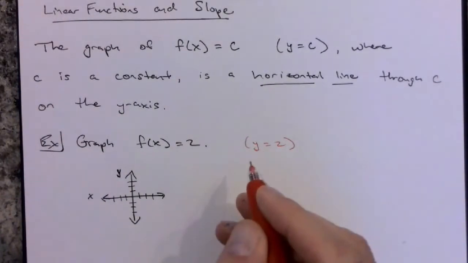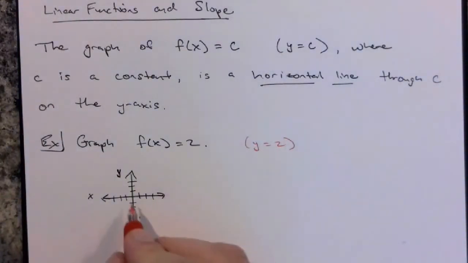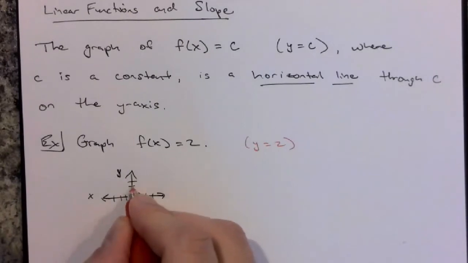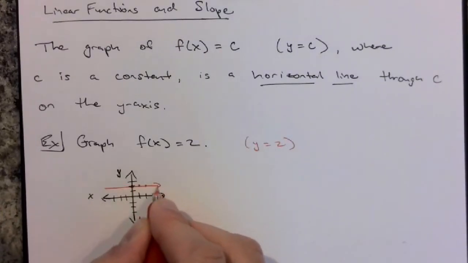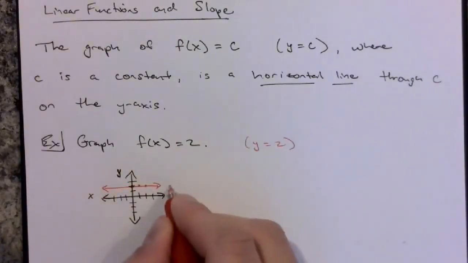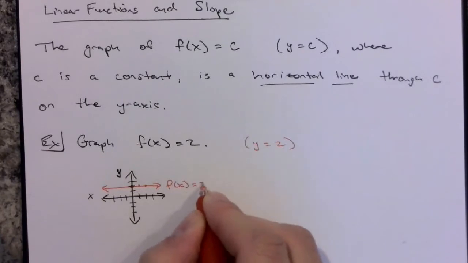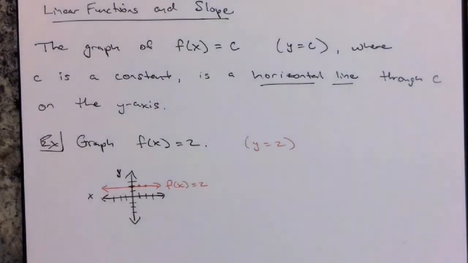Drawing y equals 2, regardless of what x is, y is 2. So when x is 0, y is 2. When x is 1, y is 2. When x is 2, y is 2, and so on. And you would get this horizontal line. So this is the line f of x equals 2, or the line y equals 2. So if you just have y equals a number, f of x equals a number, it's a constant. It's a horizontal line in terms of a graph.